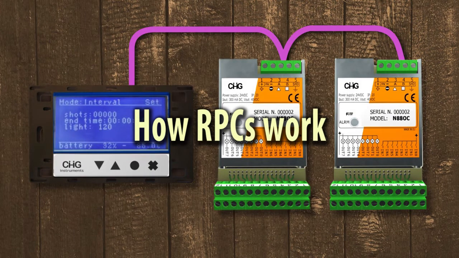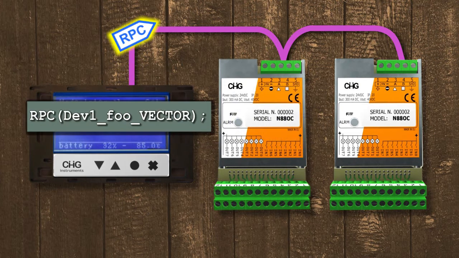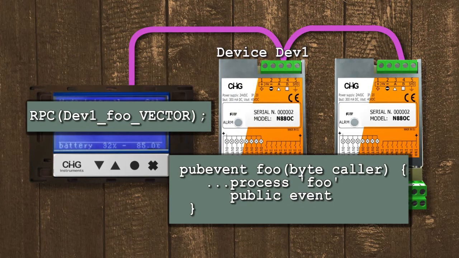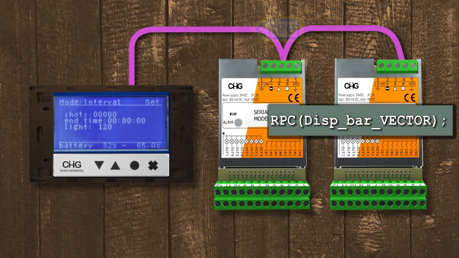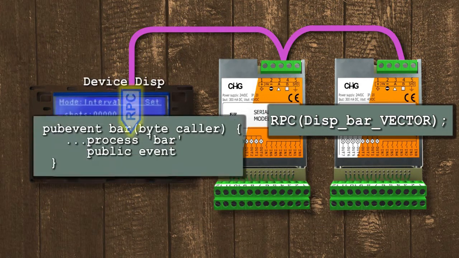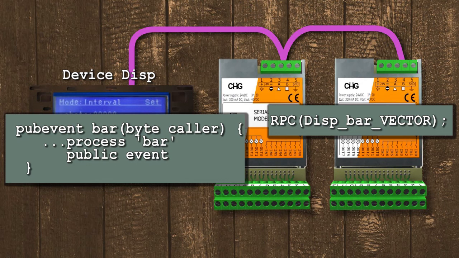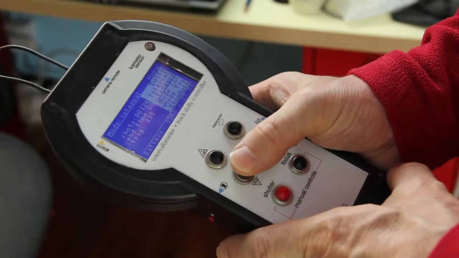RPCs are really useful when the application is distributed among multiple devices. With RPCs you can call the execution of a function, here called public event, in a remote device, and with this system you can do that in a snap. I will go more in depth with this topic in the next video.